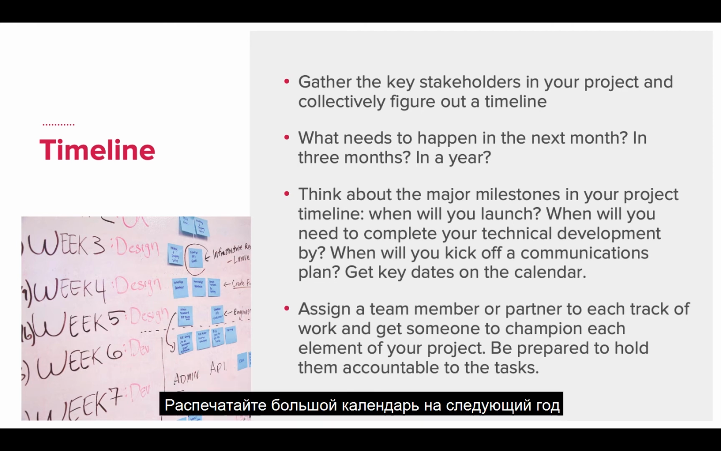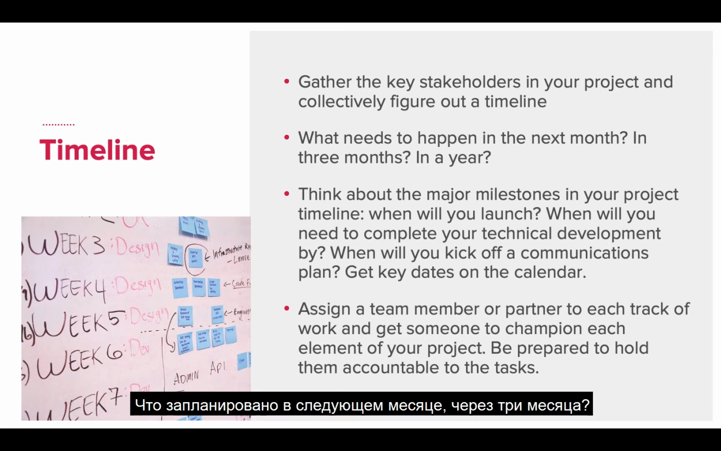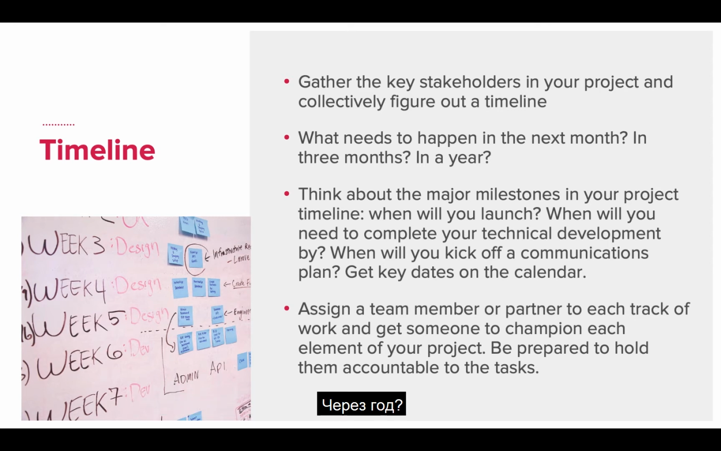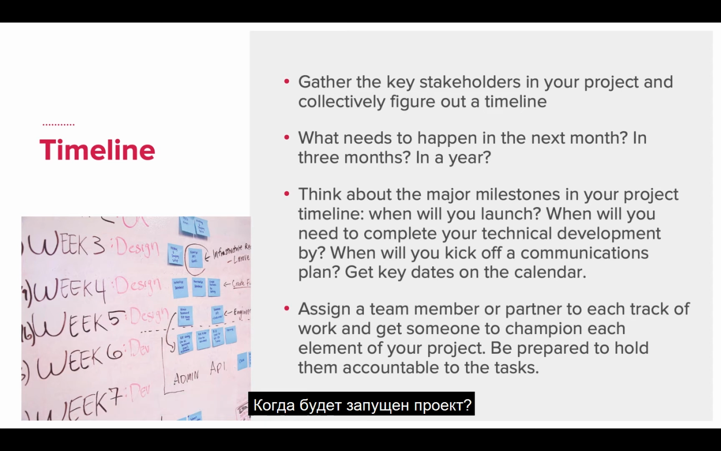Sometimes it's helpful to print out a big calendar for the next year and use it to map out what needs to happen when, such as key dates for the pilot launch or other important milestones. What needs to happen in the next month, in 3 months, in a year? Think about the major milestones in your project timeline. When will you launch? When will you need to complete your technical development by? When will you kick off a communications plan?